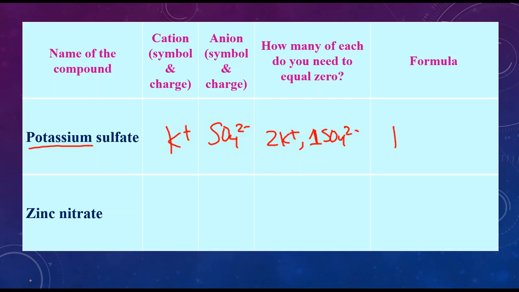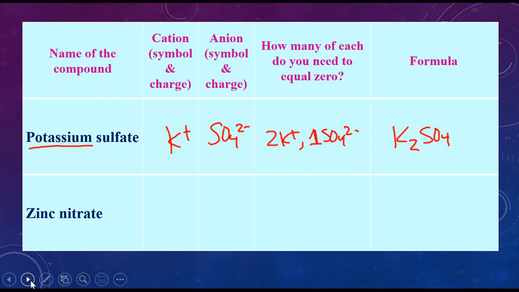It's very easy. This is K2SO4. You don't need parentheses for this one because there's only one SO4. Could you still put them? No, you would not put them in there. That would be incorrect. Only use parentheses if there's more than one. Like, for example, in the next one.